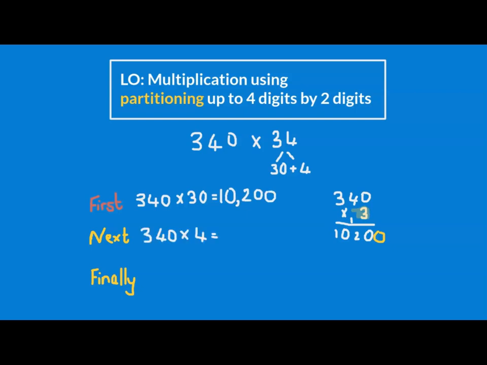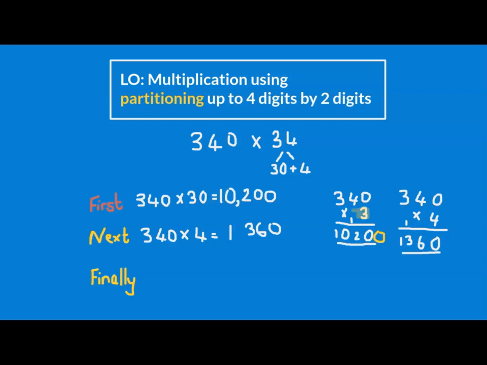Next, we multiply 340 by the ones value 4. 340 multiplied by 4. And it has a value of 1,360. I can sense check at this moment in time because I know that 340 times 4, this product, has got to be smaller than this product, because that was multiplying by the multiples of 10, 340 by 30.